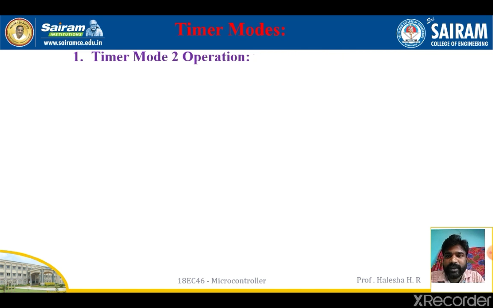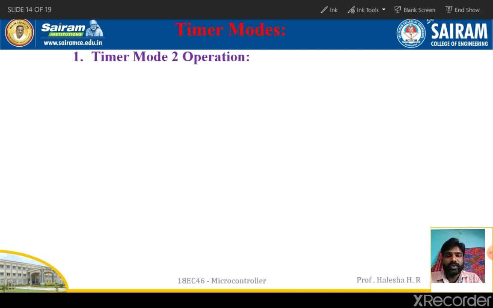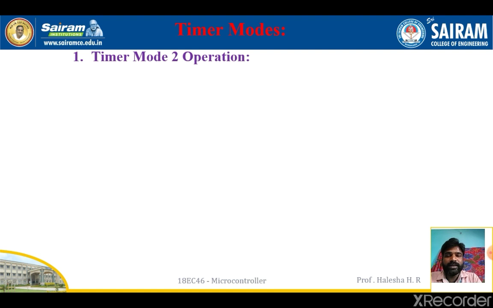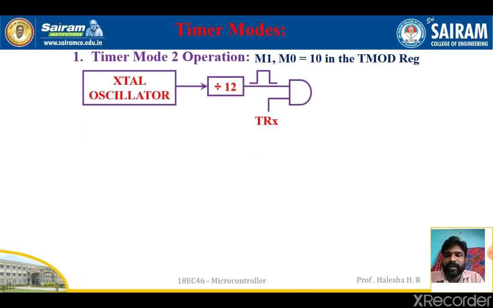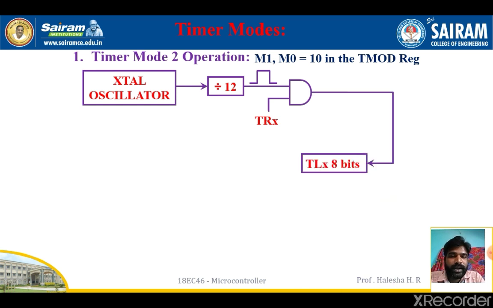Next we'll see mode 2 operation. We also call it auto reload mode. Why do we call it auto reload mode? It means the initial value will be loaded automatically. This mode is selected by setting the mode specifier bits to 10 in the T mode register, and the operation is similar. The crystal oscillator provides the pulses, and the output of the AND gate is connected to TLX. It is also 8 bits.